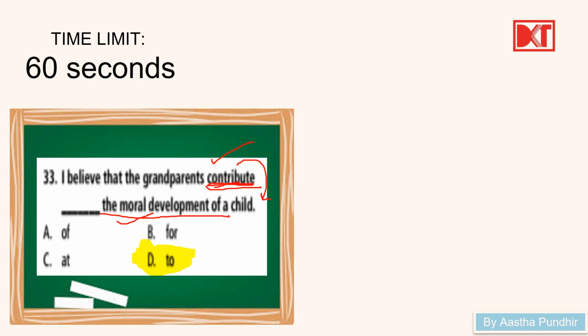Alright. The other words: of can be used to show belongingness, for can be used for a purpose, at for a specific time or place. Alright.